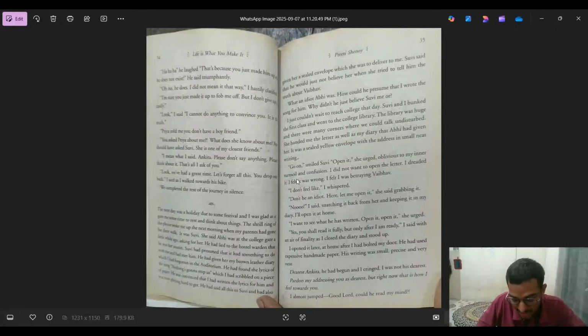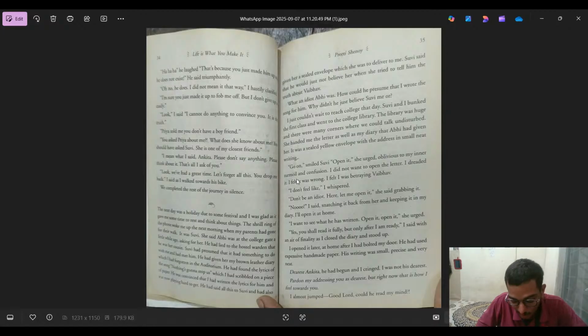"Don't be an idiot. Here, let me open it," she said, grabbing it. "No," I said, snatching it back from her and keeping it in my diary. "I will open it at home. I want to see what he has written." "Open it, open it," she argued. "Yes, you shall read it fully, but not until after I read it," I said with an air of finality as I closed the diary and stood up.